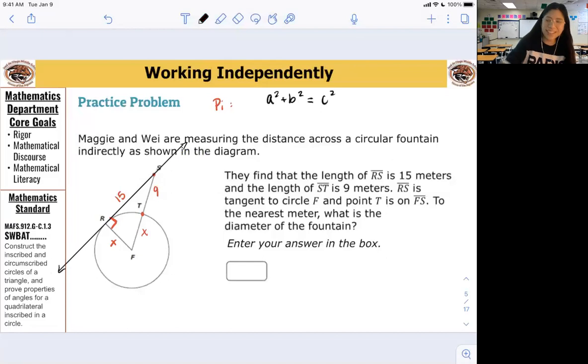Okay, we know that the radii are equal to each other. So both of those are x's because both of them are radius. So even though we have two separate x's, let's see if we can fill in all the blanks for my Pythagorean theorem. So what would a squared be?